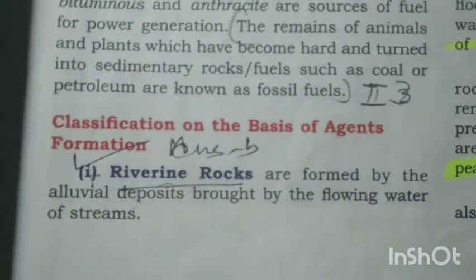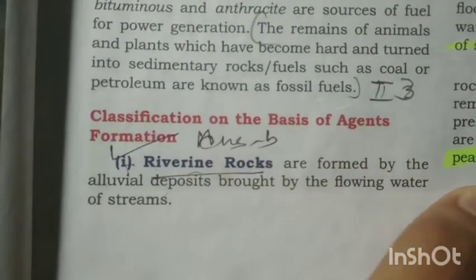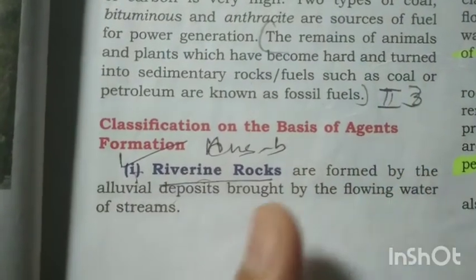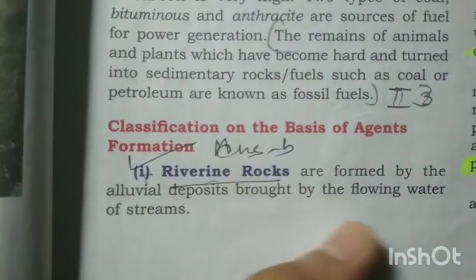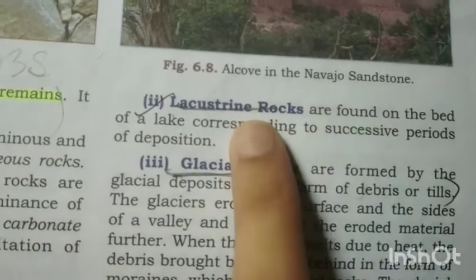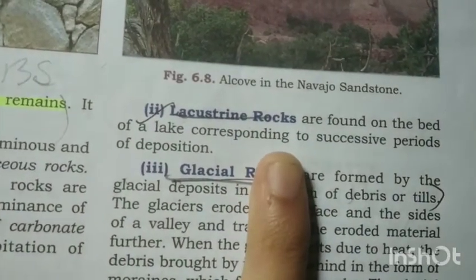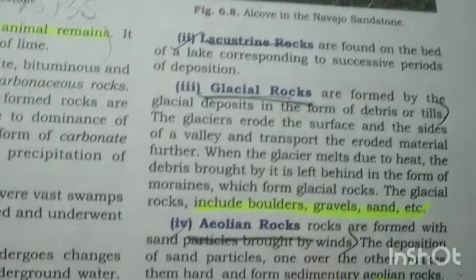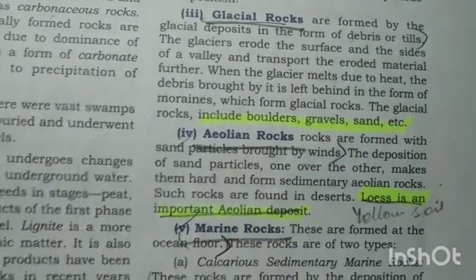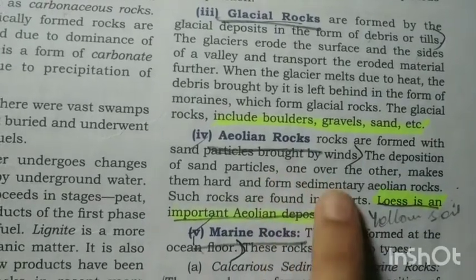Next is the classification on the basis of agents of formation. Riverine rocks are formed by flowing water streams. Lacustrine rocks by lakes. Glacier rocks by glaciers. Aeolian rocks by winds.